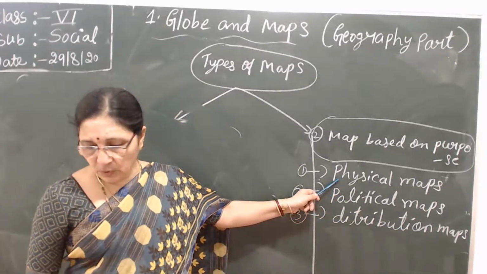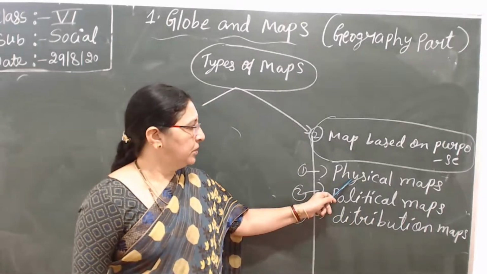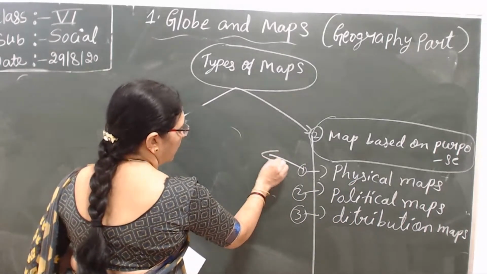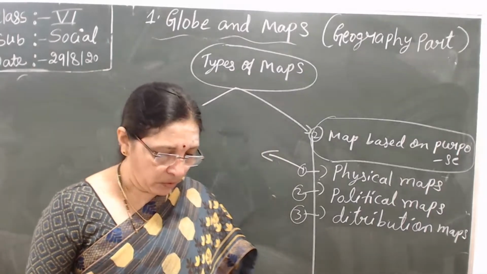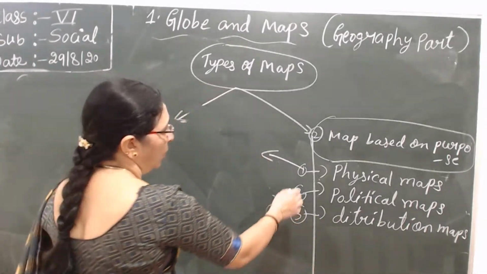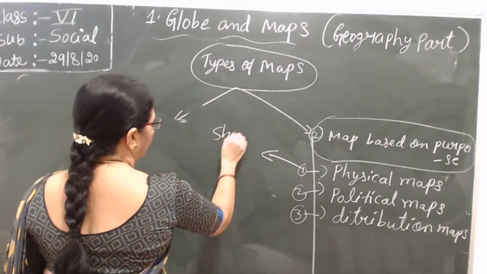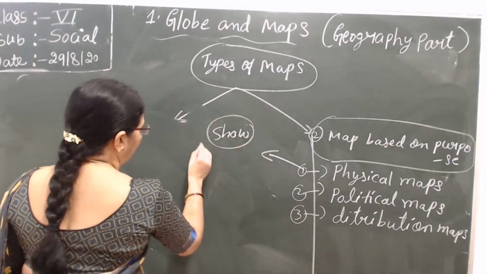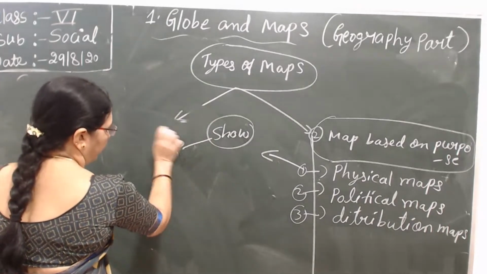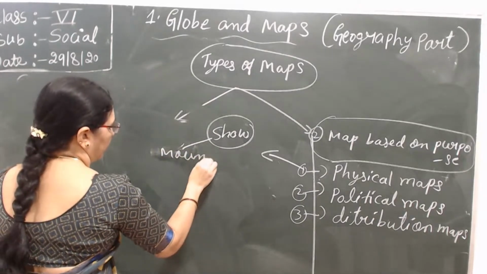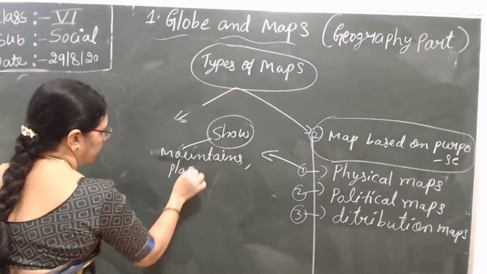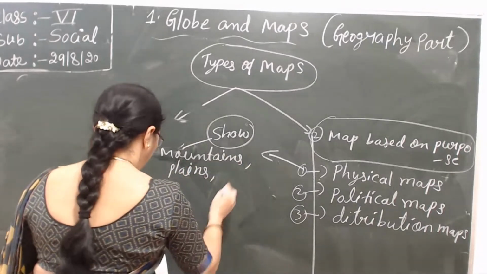What is a physical map? These show the physical features, such as mountains, plateaus, plains, rivers, oceans. A physical map shows mountains, plains, plateaus, etc.